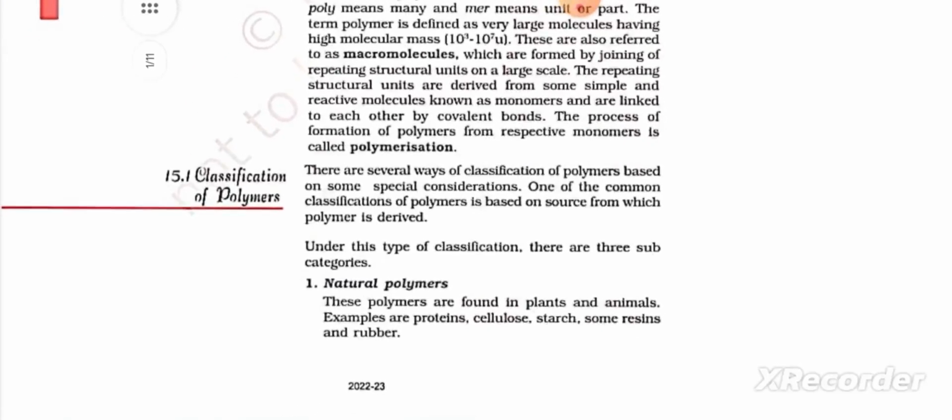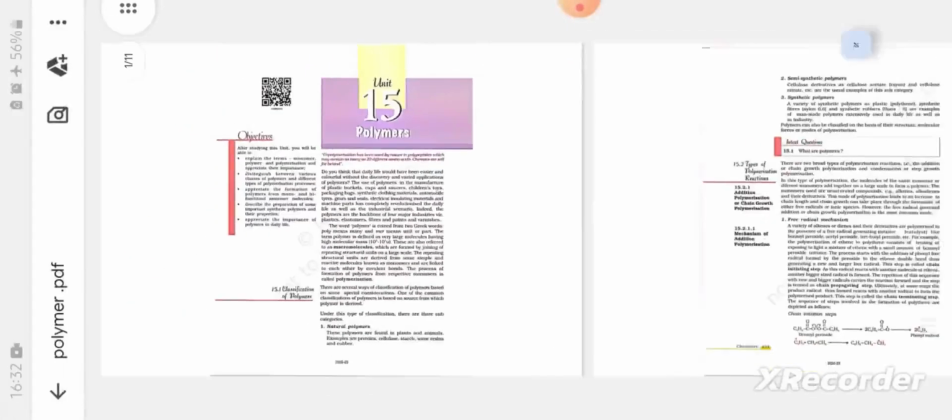Section 15.1 Classification of polymers. There are several ways of classification of polymers based on some specific considerations. One of the most common classifications of polymers is based on the source from which the polymer is derived. Under this type of classification, there are three subcategories. First is natural polymers. These polymers are found in plants and animals. Examples: protein, cellulose, starch, some resins, and rubber.